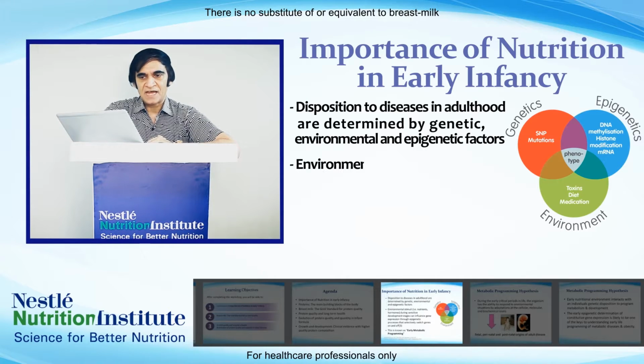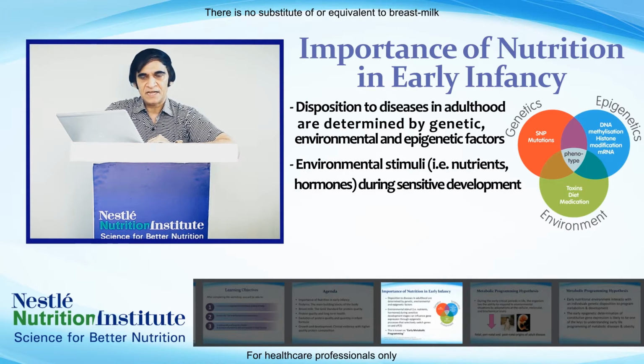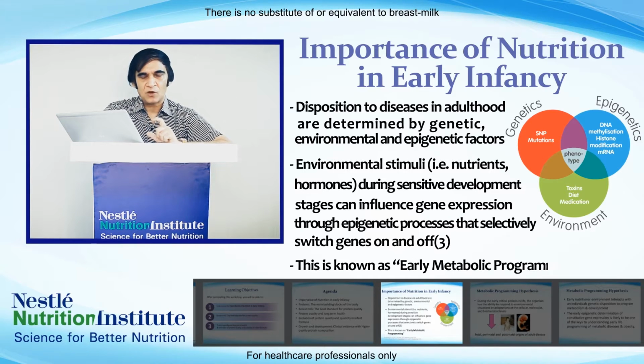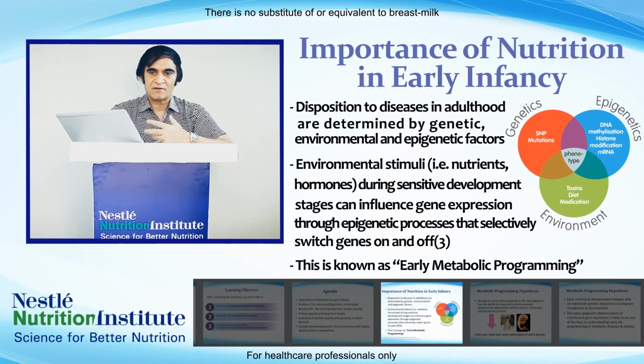Disposition to diseases in adulthood are determined by genetic, environmental, and epigenetic factors. So I want to give emphasis on these few lines. Disposition to diseases in adulthood are determined by genetic, environmental, and epigenetic factors. So nowadays there is huge hue and cry about epigenetics. So what do we mean by epigenetics?